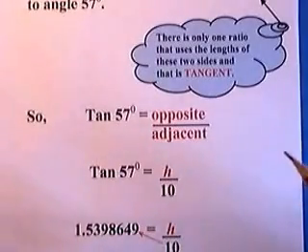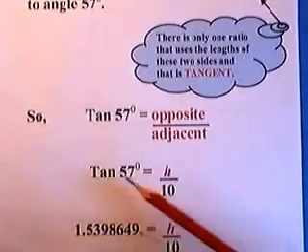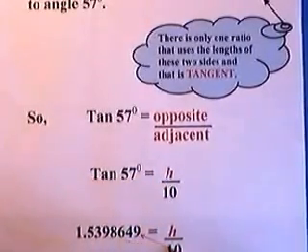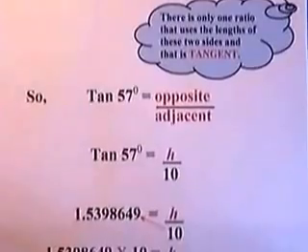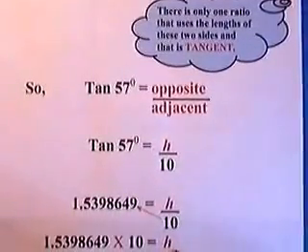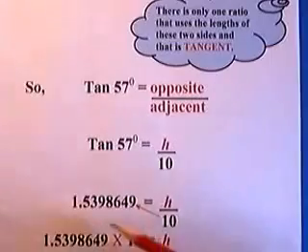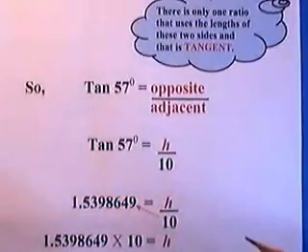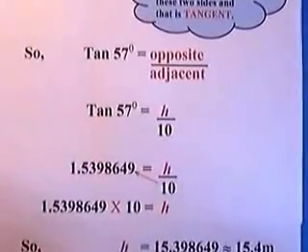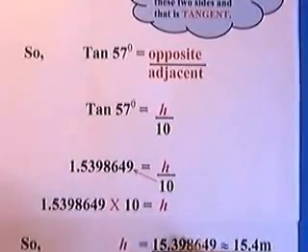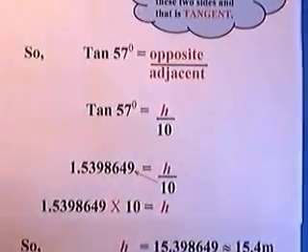Okay, so once you've got the tan of 57 degrees in its decimal form, you can then multiply across the 10, leaving you with h as the subject of the equation. And of course, if you're multiplying by 10, this decimal point will be moving one place to the right, giving you the final answer of 57.398649, which approximates to one decimal place to 15.4 meters.